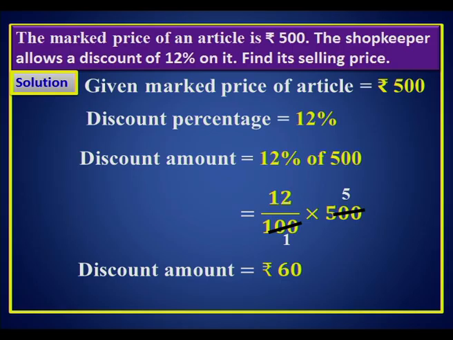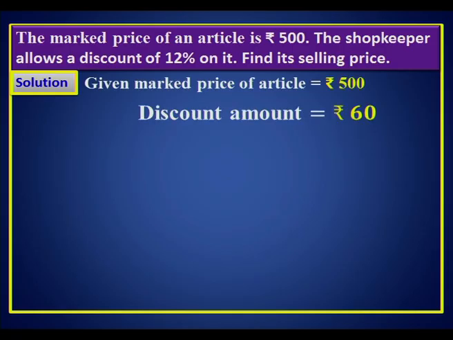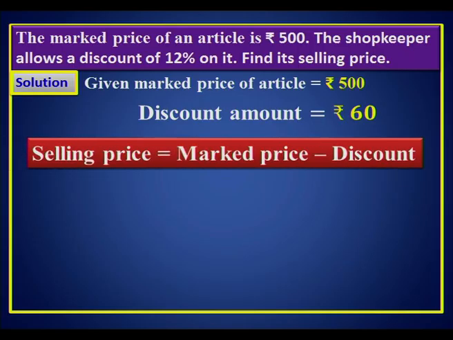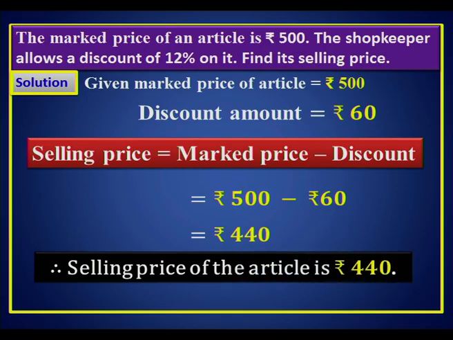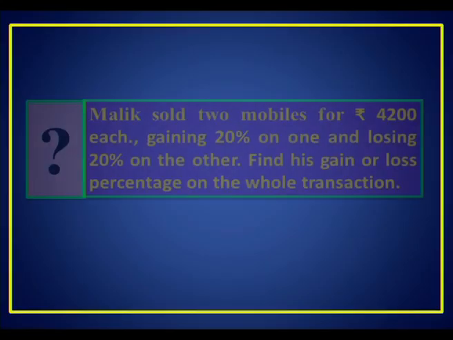But children, we have to find its selling price. So, selling price is given by mark price minus the discount. So, substitute the mark price 500 rupees and discount as 60 rupees. So, 500 minus 60 is 440 rupees. So, therefore, the selling price of the article is 440 rupees. Let us move on to our next problem.